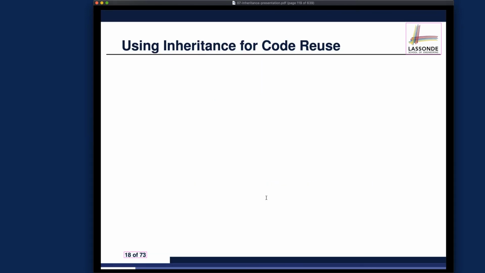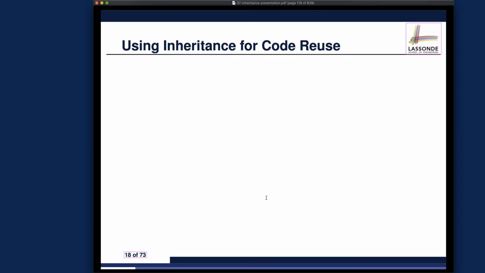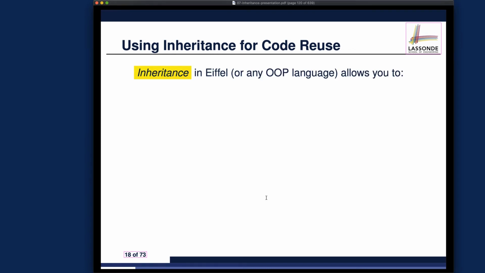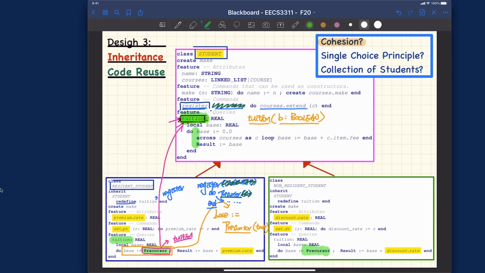Okay, so now this part here is just some summary of what you can use for code reuse for the inheritance solution. So basically, every time you want to use inheritance, not just in Eiffel, in any OOP language, number one, it allows you to factor out all the common features, attributes, commands, and queries in a separate class. For example, you can see all the common features among the resident students and also non-resident students are simply factored out into this particular parent class, right? That's what I meant by factor out.